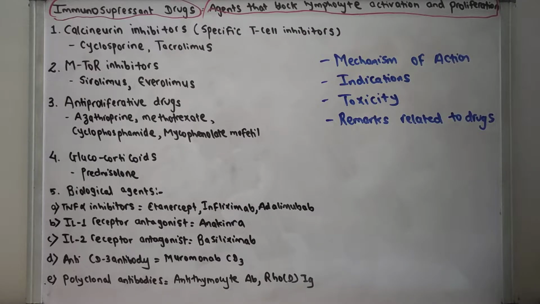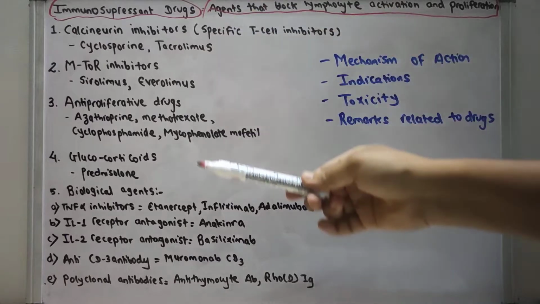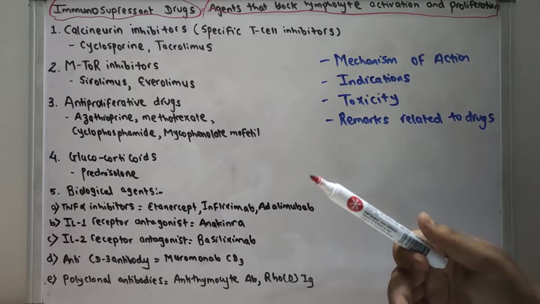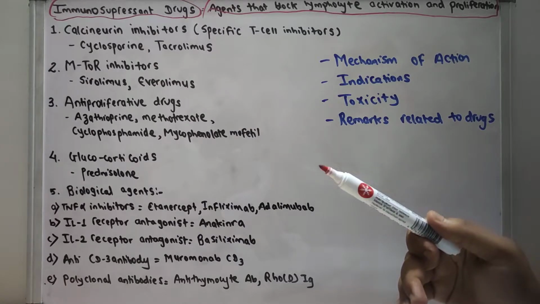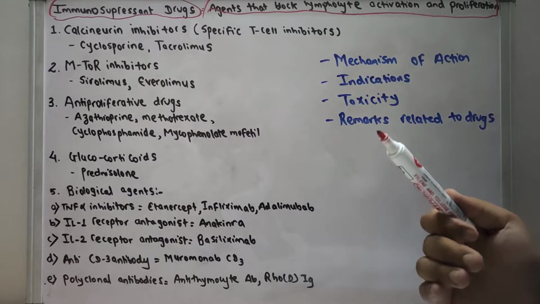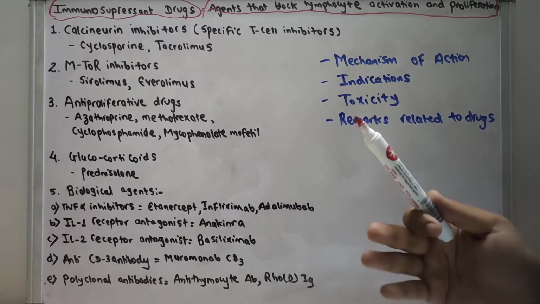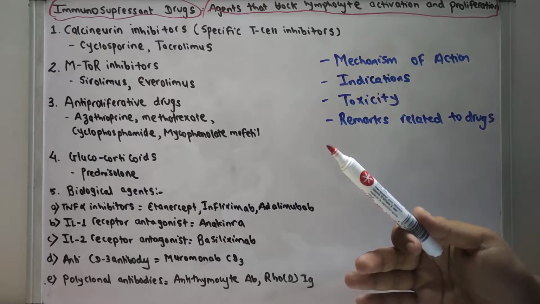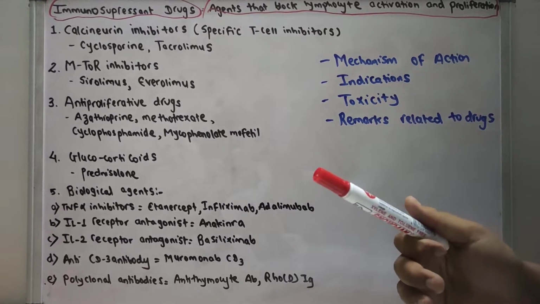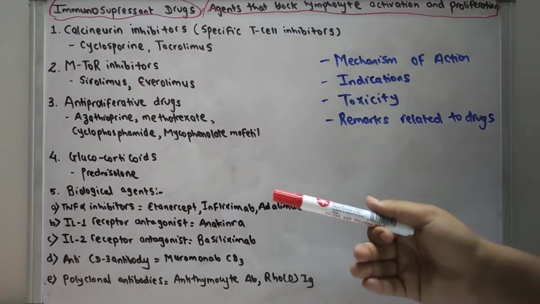It is frequently combined to achieve greater efficacy with decreased toxicity. So various immunosuppressant drugs are combined together, but you have to keep in mind that chronic suppression of the immune system usually leads to increased risks of infection and malignancy. So today in this video I am going to talk about various immunosuppression drugs.